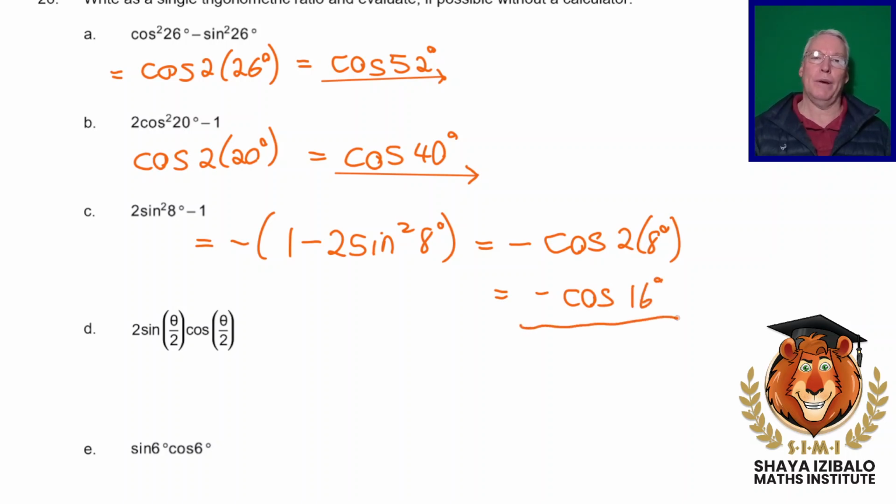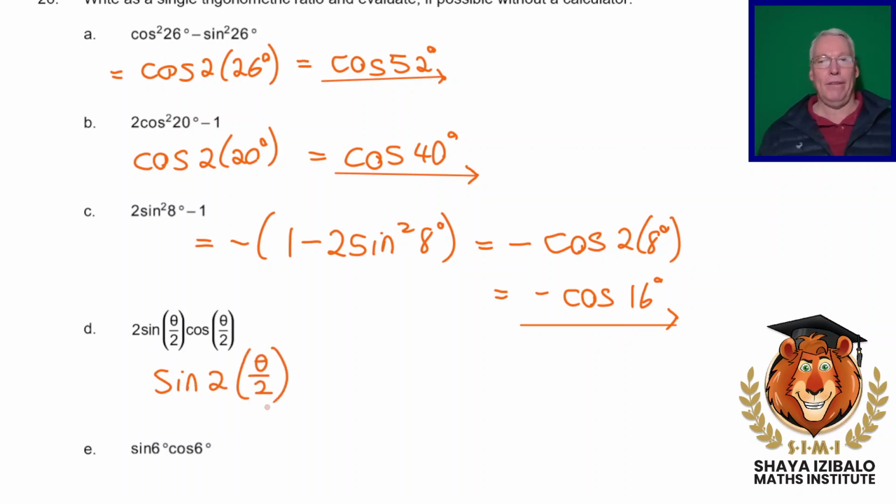Okay, let's look at the next one. The next one is 2 sine half theta cos half theta. Now that is the right hand side of our double angle formula for sine. So it will be sine of 2 lots of the angle in question. And that's why we use books and pens and things, because it doesn't matter what's inside there. It'll just be sine of 2 things is 2 sine thing cos thing. Okay, so in fact this is actually just sine of theta.